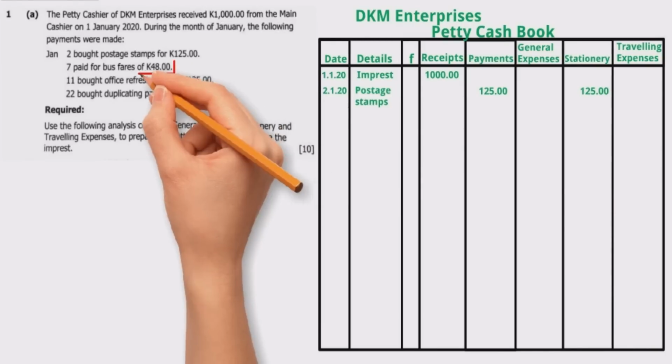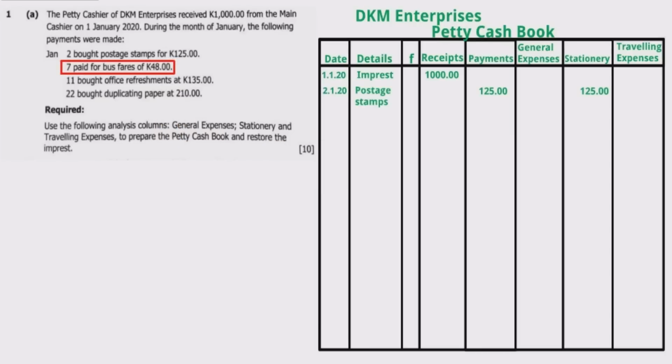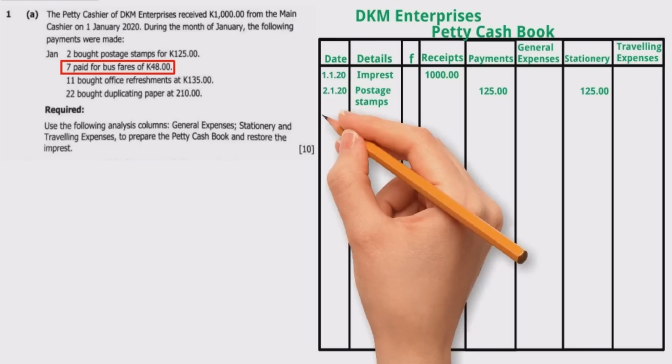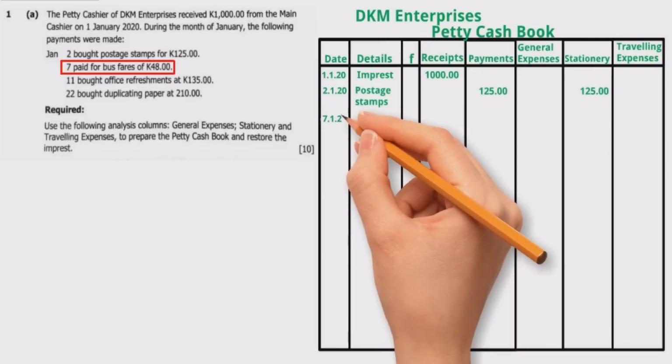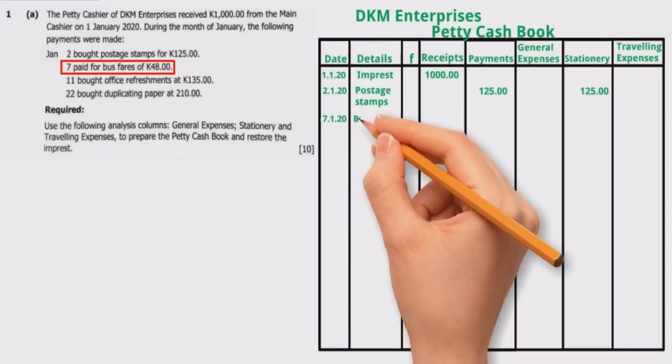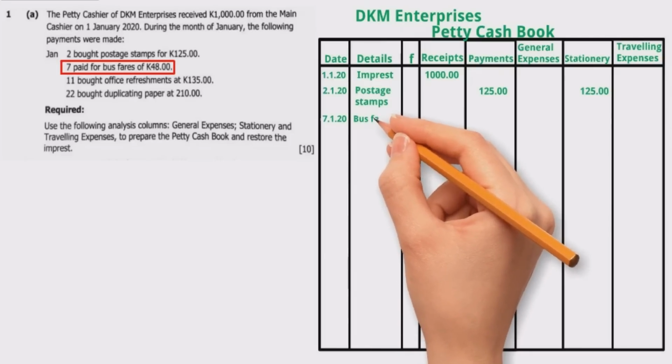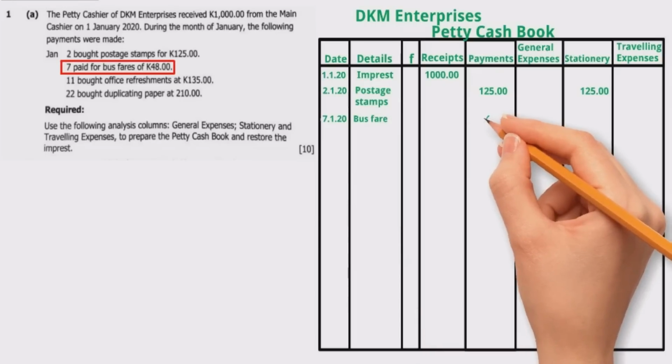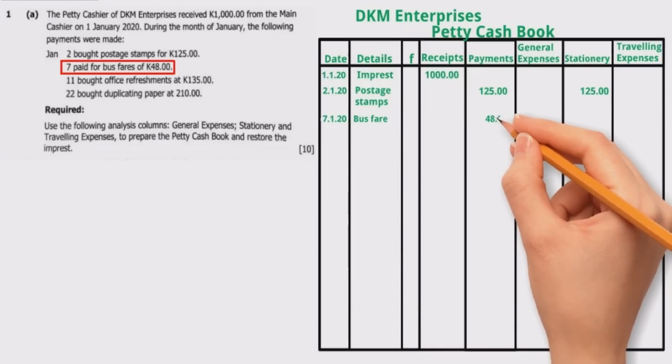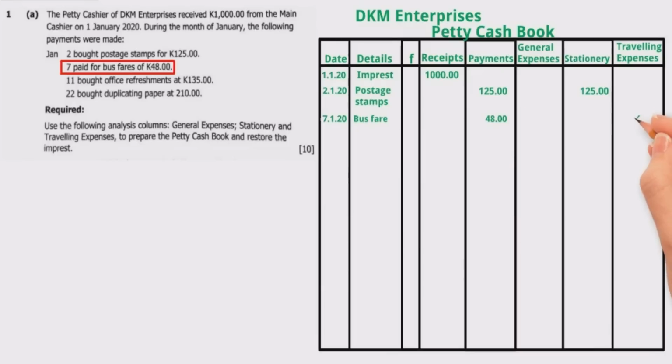Then on 7th January, she spent 48 kwacha for bus fare. So we write 7 January 2020, bus fare, in the details. That is what she spent on, and that is a payment. She released the money, so we write it under payments. Then it's going to be under traveling expenses, and there also under traveling expenses we write 48 kwacha.